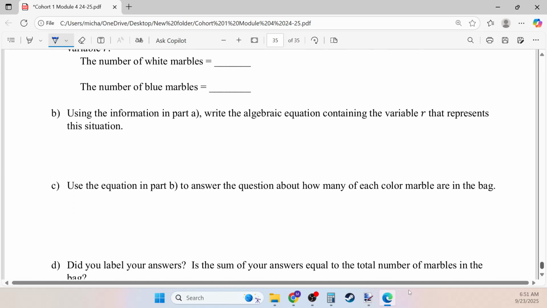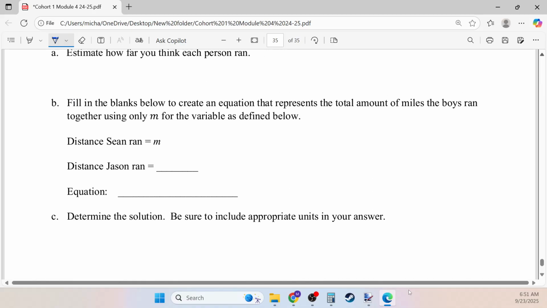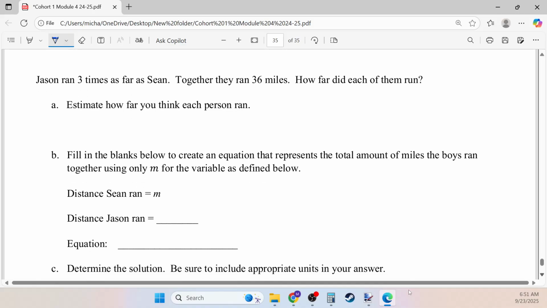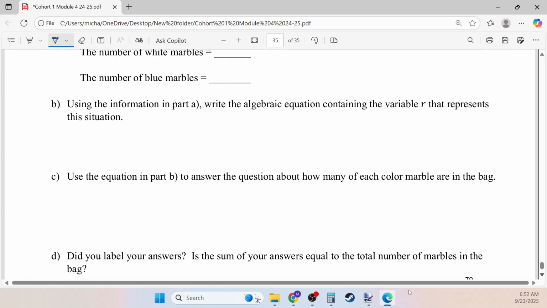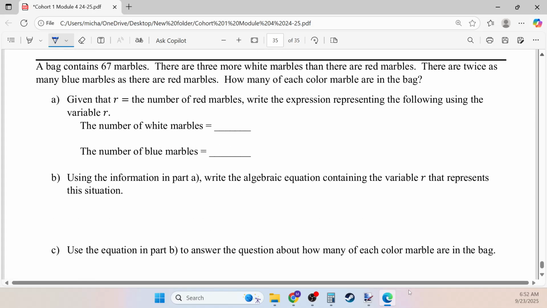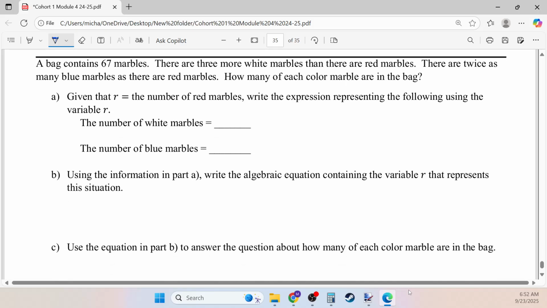Let's see. Looks like we have Jason and Sean's question about running, and we have a bag of marbles. Marble questions are fairly typical. They represent well the type of problem that we're doing right now. So I'm going to do the marble question, and I'll let you do the running question on your own.